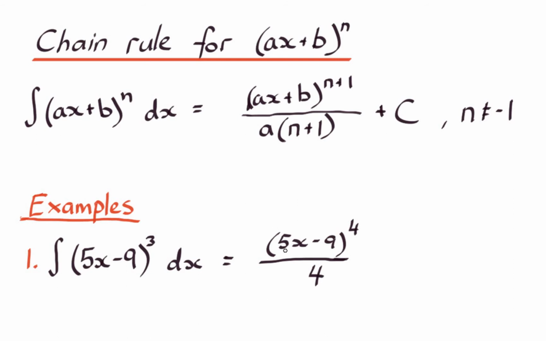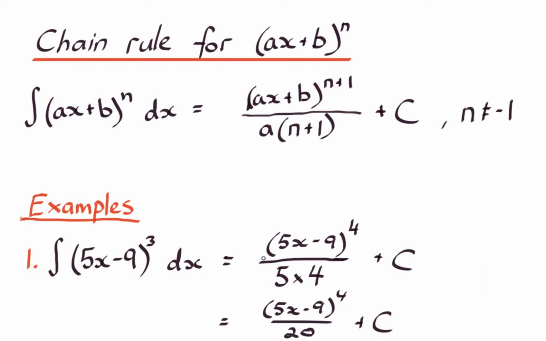But we also need to take into account the derivative of inside the brackets. And in this case, the derivative of 5x minus 9 is just 5. So we need to counteract that as well and put that down here. Here's our plus c on the end. And then to tidy up, we can just see that 5 times 4 is 20. Now, like all integrations, as you get used to them, if you're unsure, just take a moment to look at what you think the answer is and differentiate it.